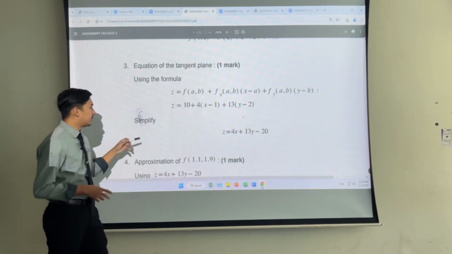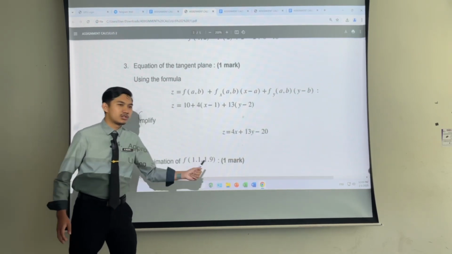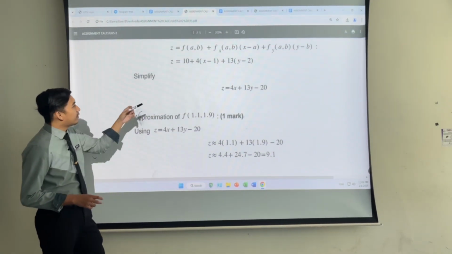Okay, so we simplify it. We get z equals 4x plus 13y minus 20. So this will provide you 1 mark only.